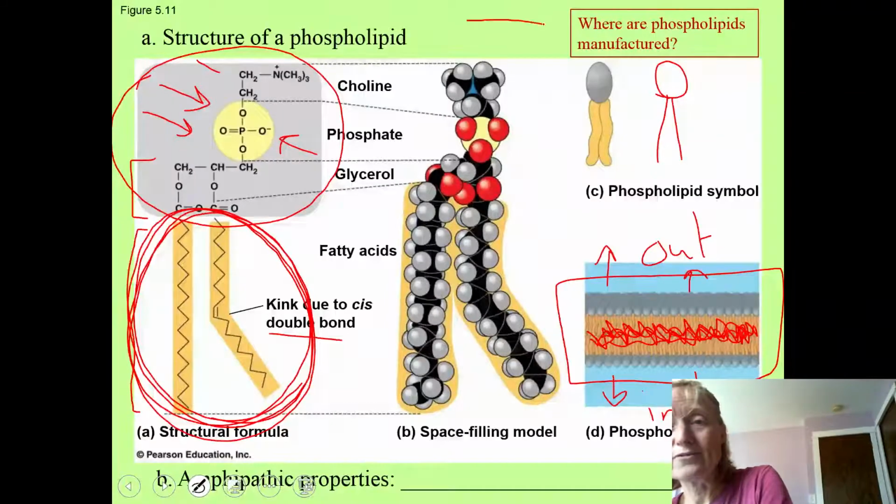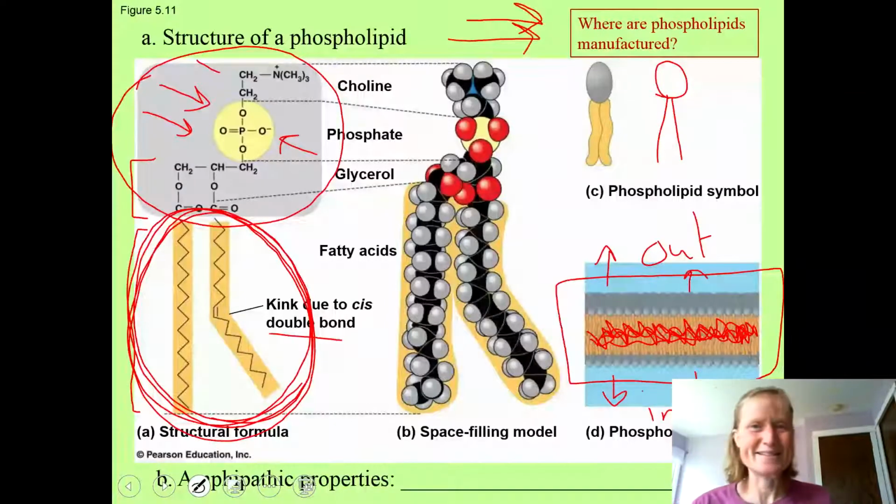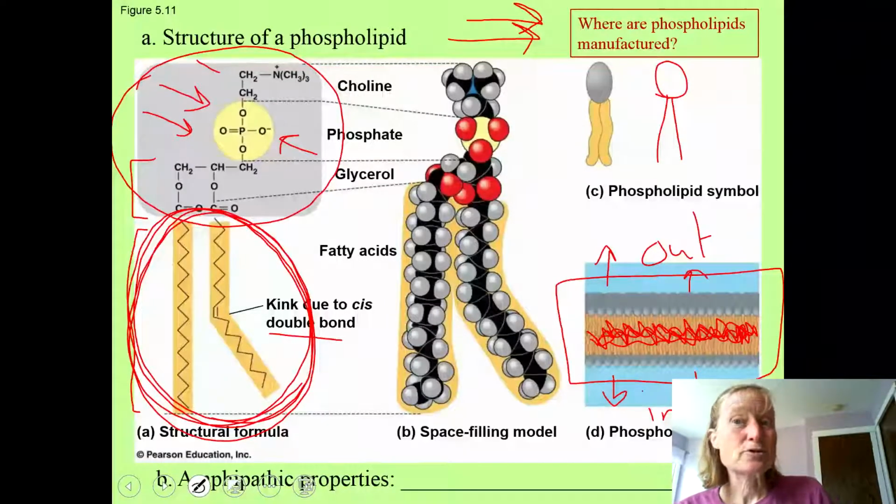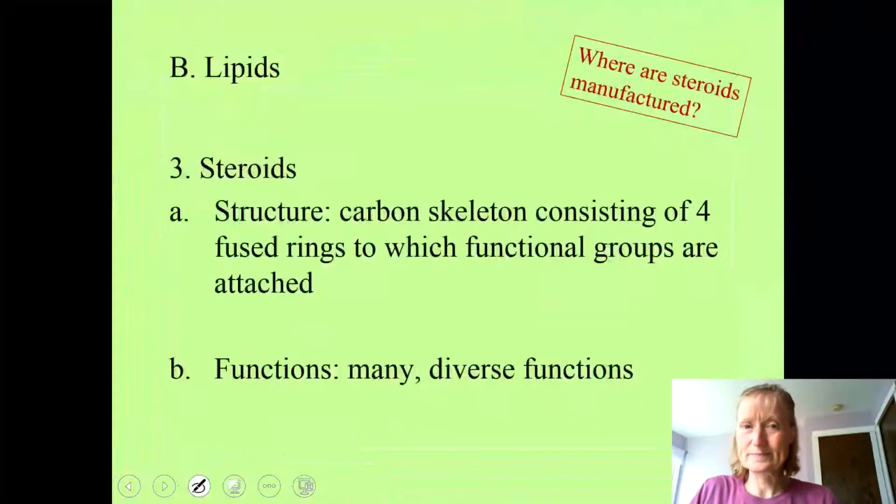Does anybody know where phospholipids are made? Where in the cell? Yeah, that's Chapter 6 material. But phospholipids are made in the endoplasmic reticulum. So we'll take a look at that later.